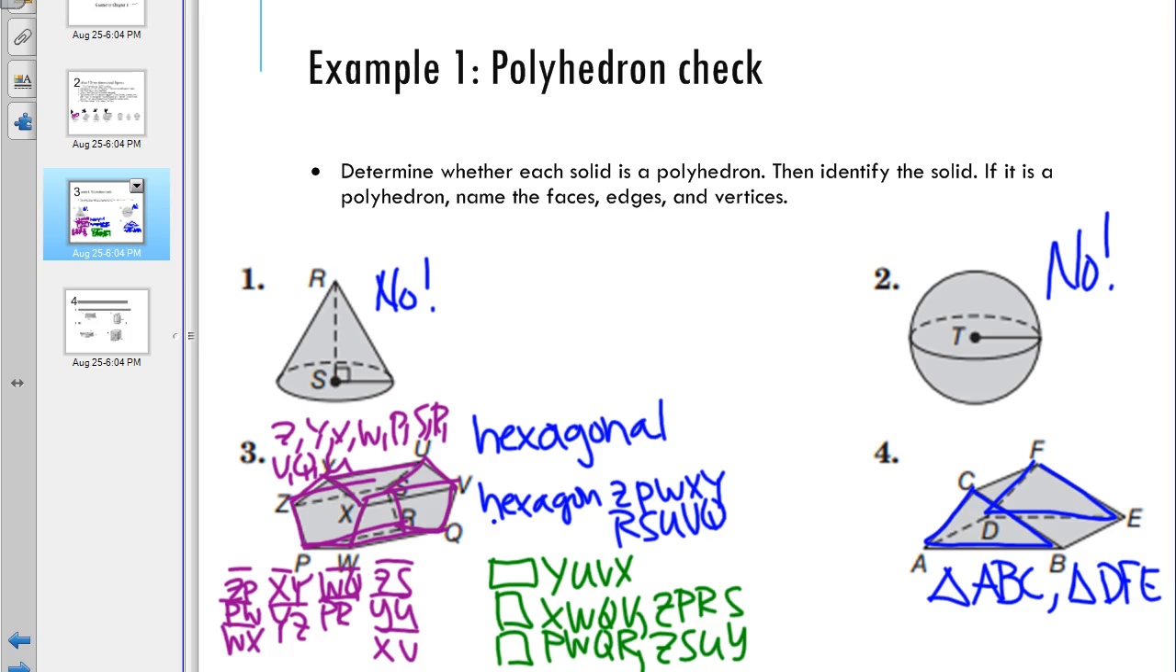Then we can name the rectangles. Let me get this out of the way and use a different color and we'll get these rectangles rolling. All right, so rectangles CFEB, CFEB. So there's a rectangle. Rectangle CFDA. Rectangle ABED.